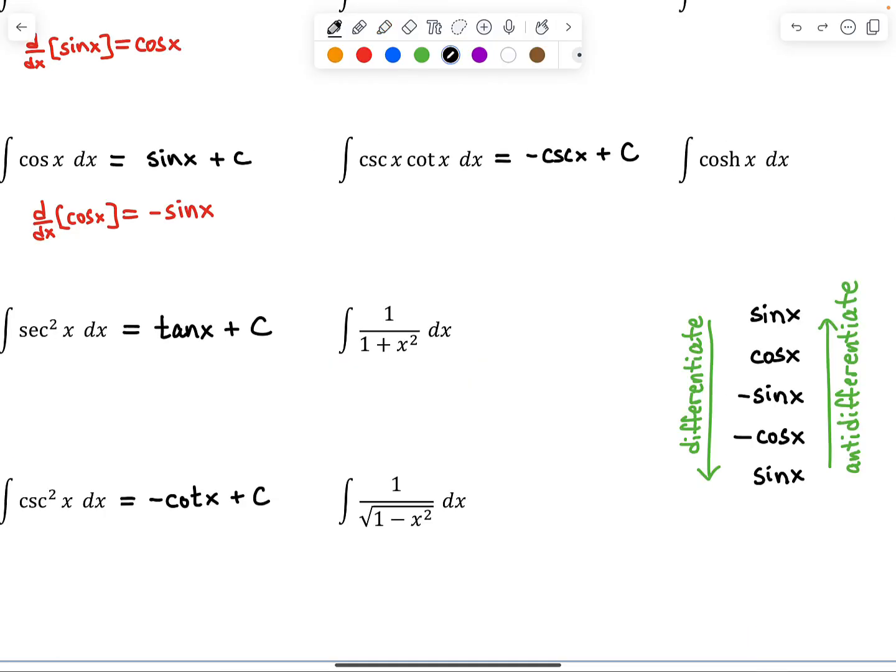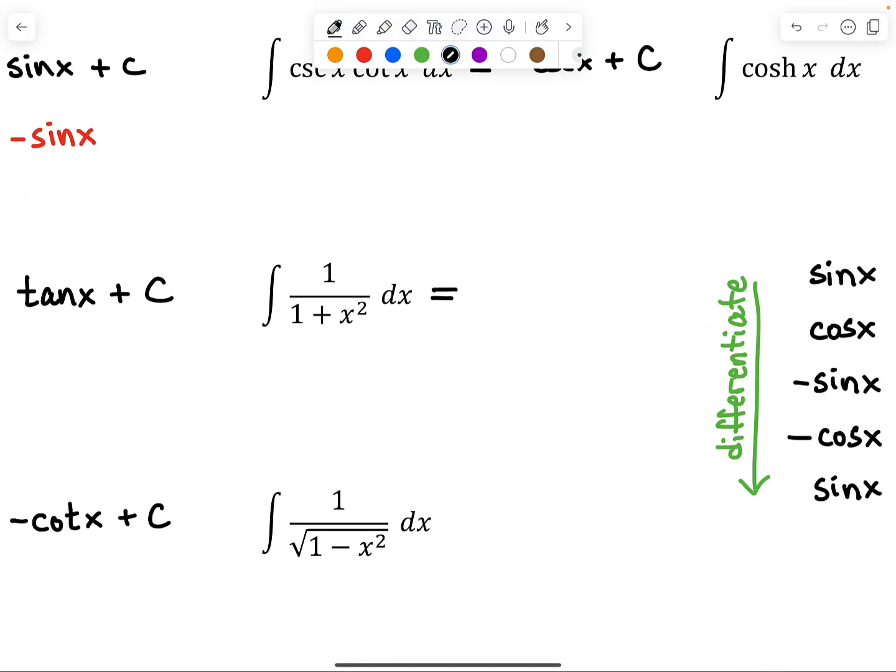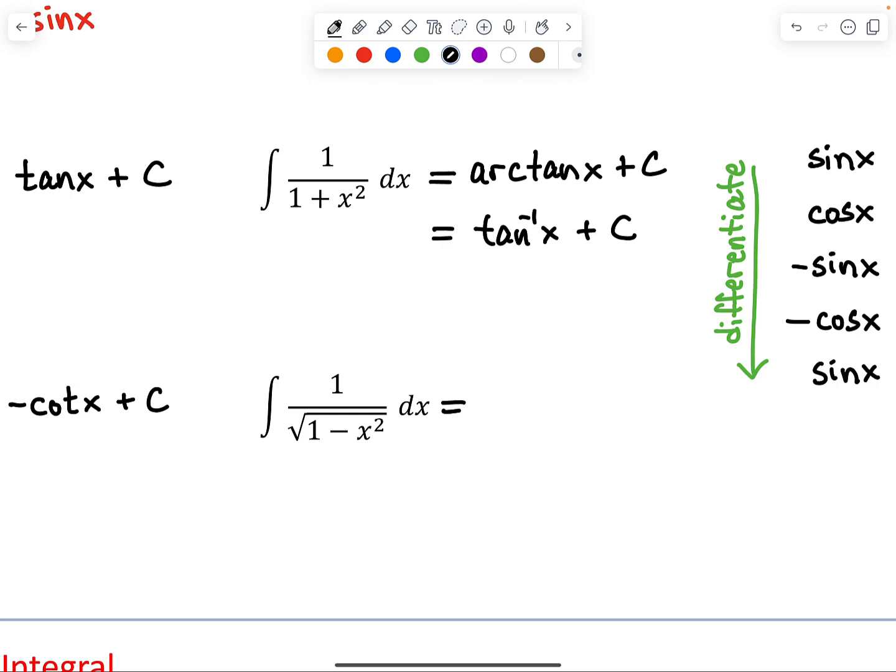Also, just reversing some of our derivative rules, if you recognize that 1 over 1 plus x squared was the derivative of arctangent of x plus C, which of course you could also write as inverse tangent of x. Also, earlier in the course, we learned that the derivative of arcsine of x produces this function, 1 over the square root of 1 minus x squared. And of course, you can write arcsine as the inverse sine of x.